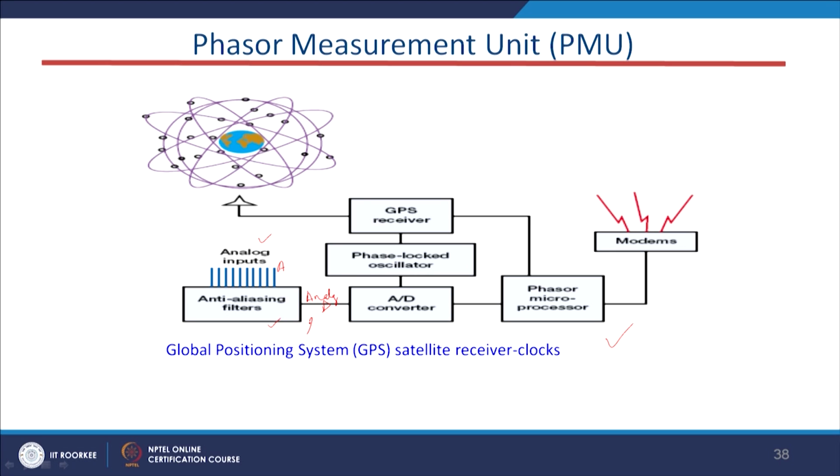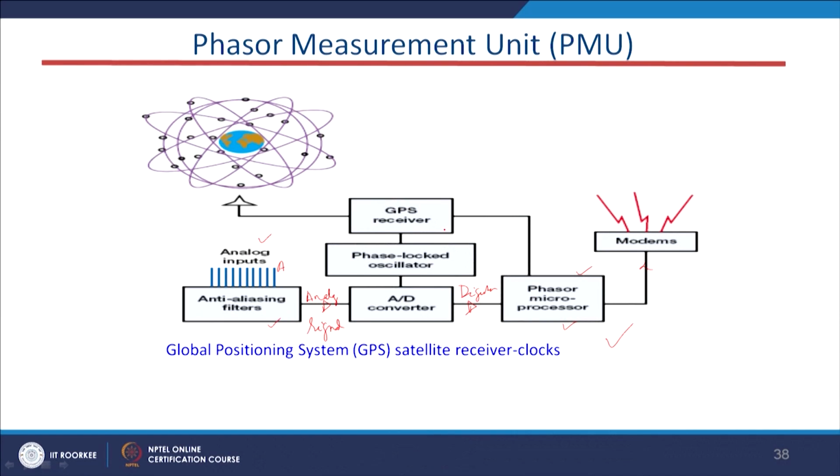Now, this analog signal is converted to the digital domain using the ADC, the analog to digital converter. After that it goes to the phasor microprocessor, where the phasors are calculated or estimated using the discrete Fourier transform technique. Then it goes to the modems for communication to the PDC, the phasor data concentrator, and from the PDC we can apply the data to other devices like relays or circuit breakers, wherever we like to utilize the PMU data.